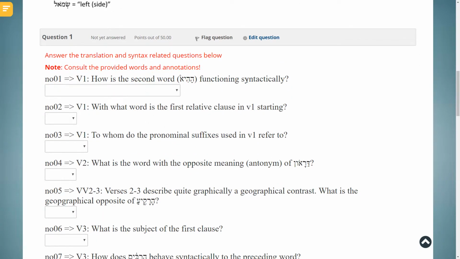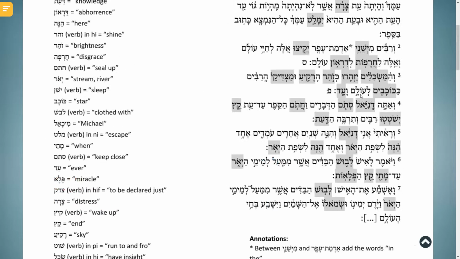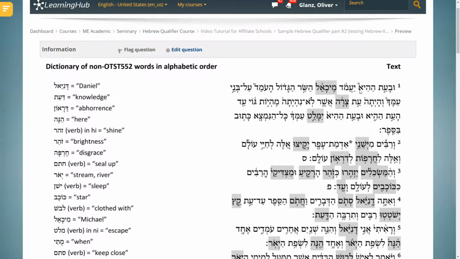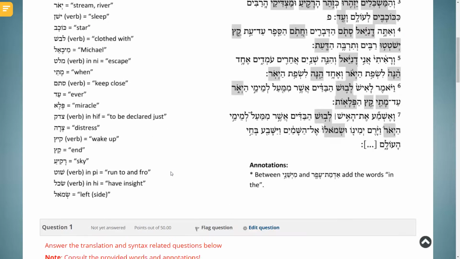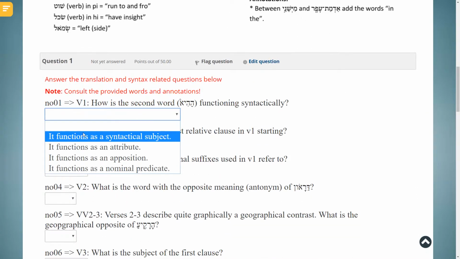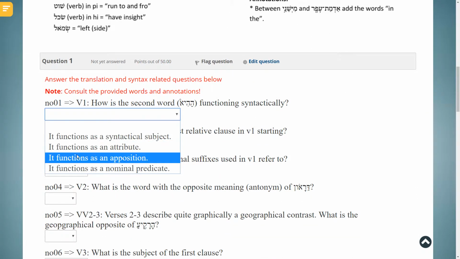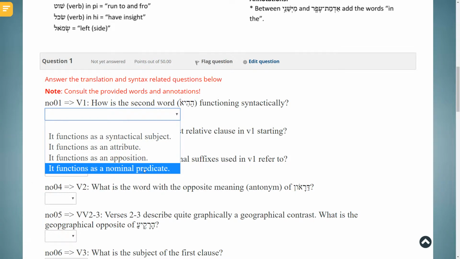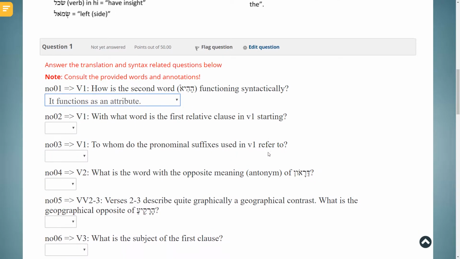How is the second word functioning syntactically? So obviously the second word here of verse 1, ha-he. And the question is, how does that syntactically function? What are the options? It functions as a syntactical subject. It functions as an attribute, as an apposition. It functions as a nominal predicate. Well, obviously it functions as an attribute here.